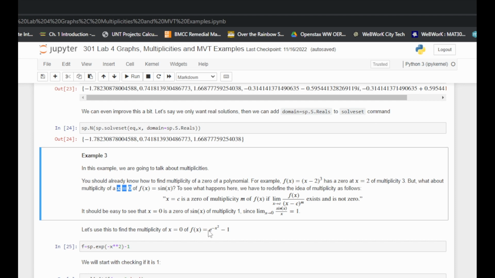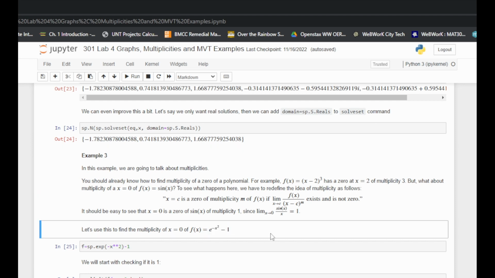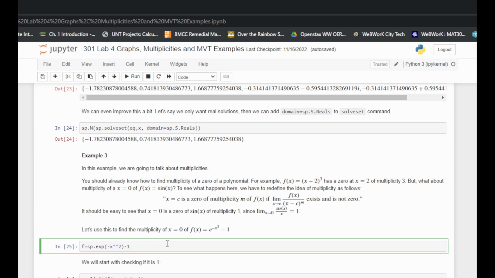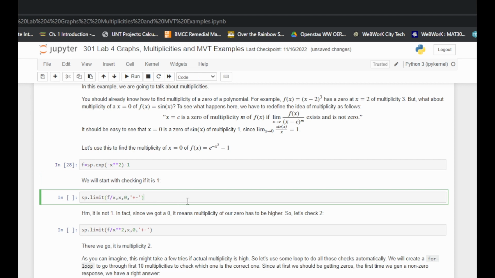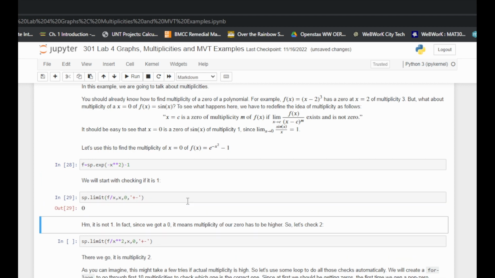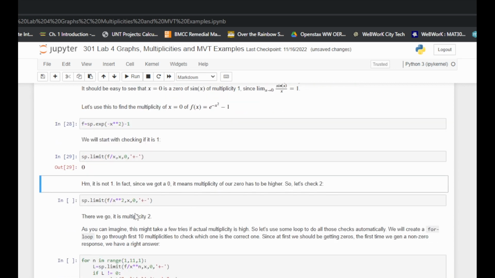Let's say we have f of x equals e to the negative x squared minus 1. This function is 0 when x is 0. So we want to know what's the multiplicity of it. We will check first if it's a multiplicity 1. So we take a limit of f of x over x as x approaches 0. We see that the limit equals 0, and therefore the multiplicity is not 1. Let's check if it's 2.